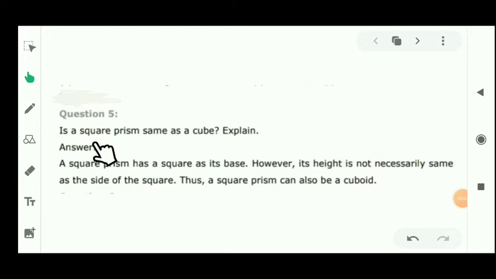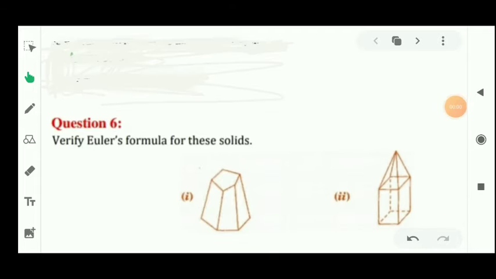Students, let's see the question number 5. Is a square prism the same as a cube? Explain. Let's see the solution of this question. In a square prism, there is a square in its base. However, its height is not necessarily the same as the side of the square. So we can say that a square prism can also be a cuboid, but it is not like a cube.